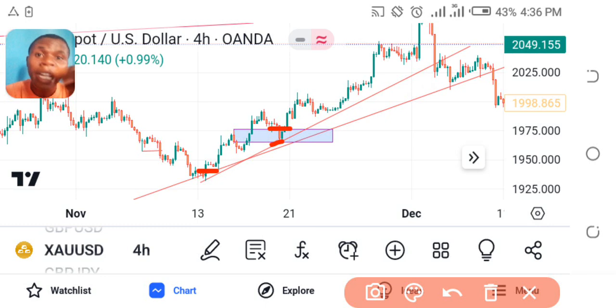If you want to do swing trading, it's fine, you can use daily. But if you want to do day trading, please stay in 4 hours. Stay in 4 hours and make sure the market is touching the trend line.